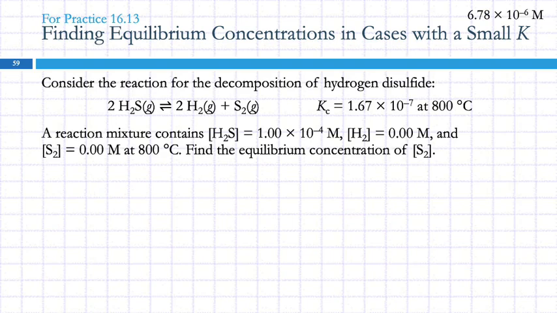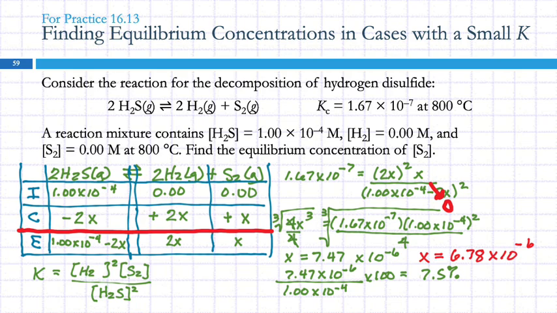So 6.78 times 10 to the minus 6. So that is x, and S2 is what we were finding, and the S2 is equal to x. So x is not always the answer, but sometimes it is. Questions? That went much better yesterday.